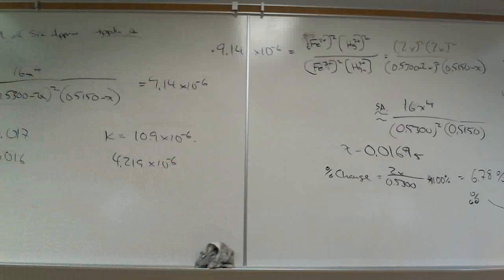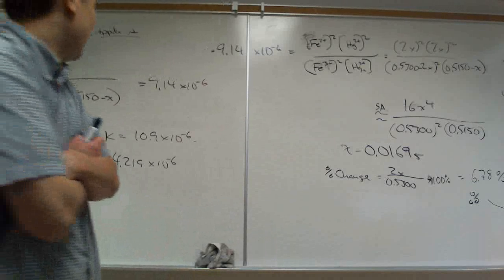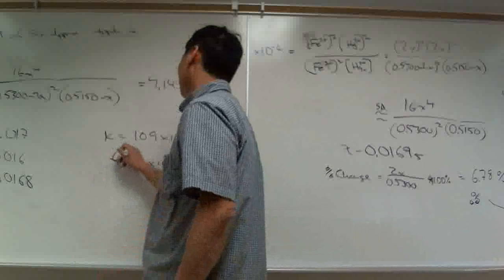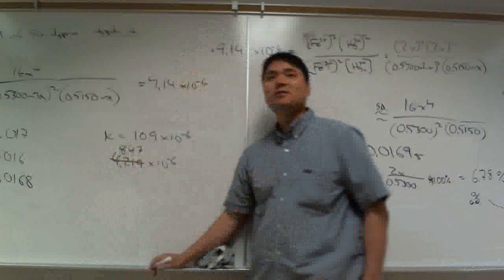Okay, now we went way too far, right? And so it's got to be a lot closer to 0.017. Do you guys see that? A lot closer. Or no, 0.016, actually. 8.47? 8.47 times 10 to the negative 6. Is that what other people got?